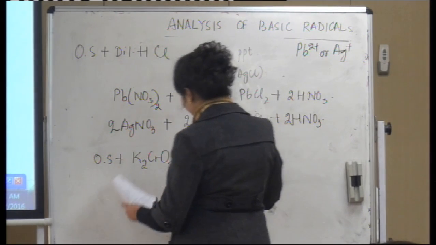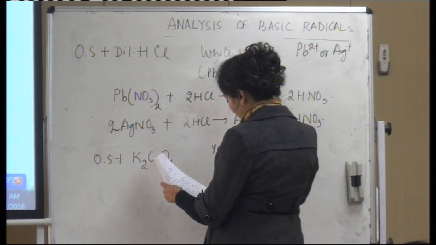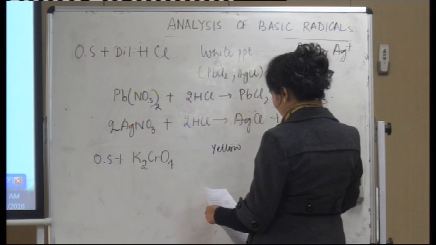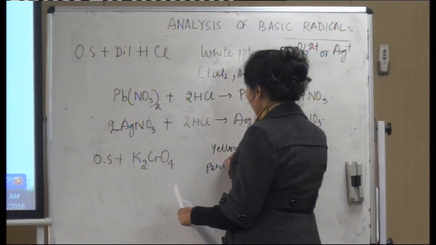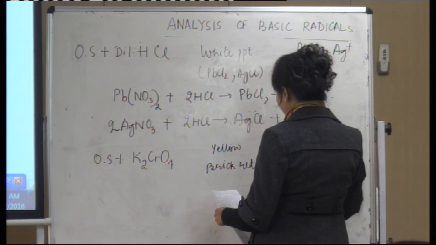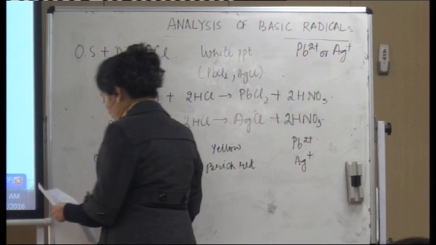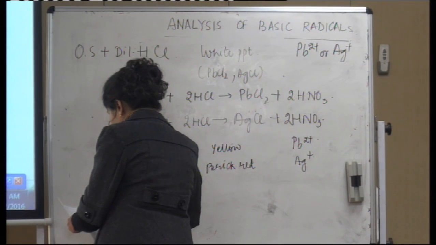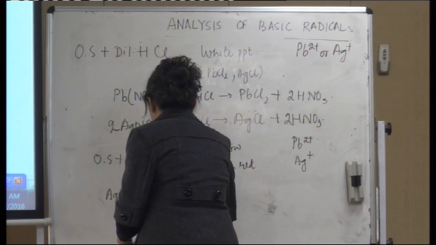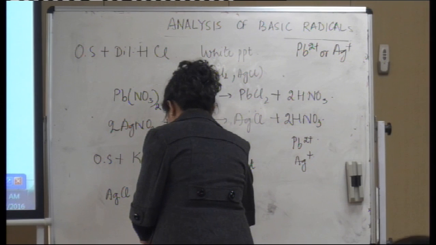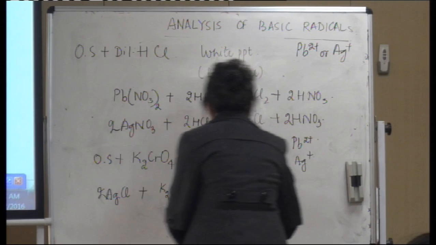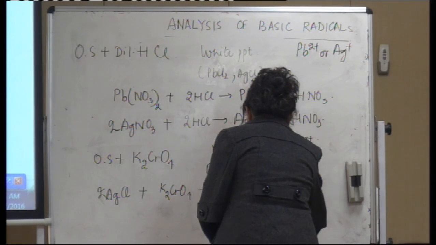So you can just write down: if it is yellow, then Pb2+ is confirmed. If it is brick red, you are getting a proper precipitate for your ion, so that will be Ag+. So in this case what you have is AgCl plus K2CrO4, which will give you Ag2CrO4 plus 2KCl.